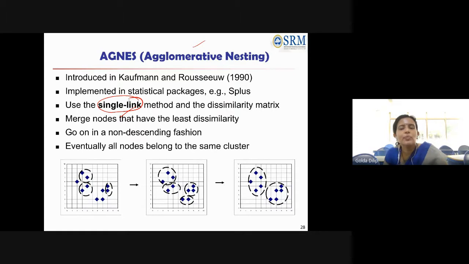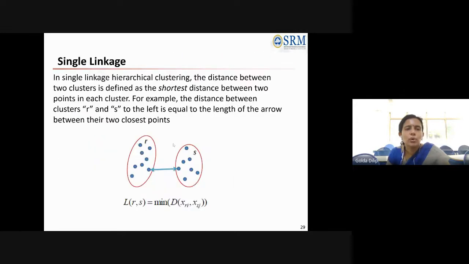One such method is what is called the single link method, which is popularly used. The single link method is what is used in agglomerative clustering. What the single link method tells you is, this is single linkage: the distance between two clusters is defined as the shortest distance between two points, one in each cluster.